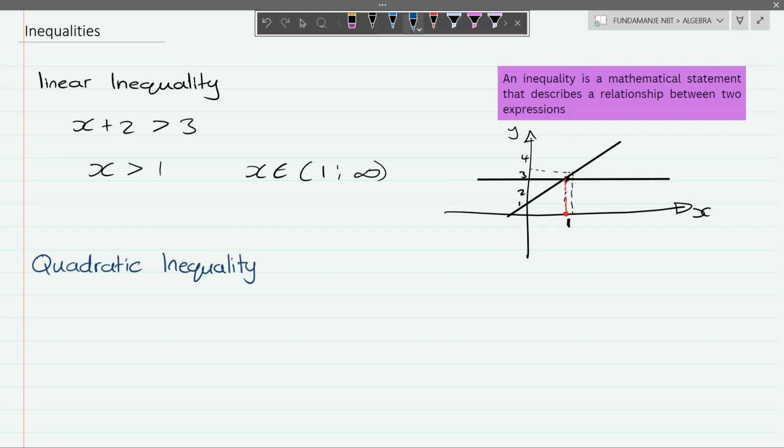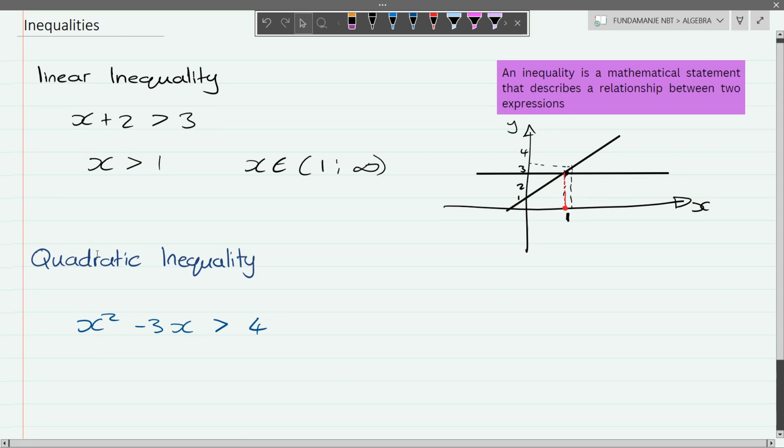Now we can move on to quadratic inequalities, which tend to pose a greater challenge. So if we have something like we had before, let's say x squared minus 3x, and then minus 4 is less than 0, or let's say take 4 to the other side, x squared minus 3x greater than 4. So this is a format in which you might find a quadratic inequality, and the steps that you should take when solving for this are simple.